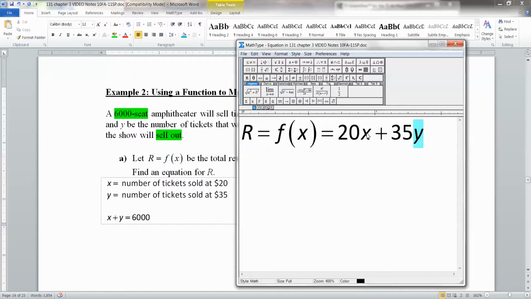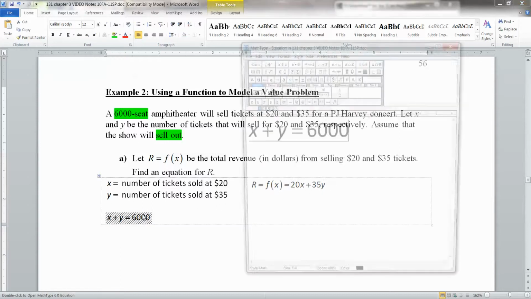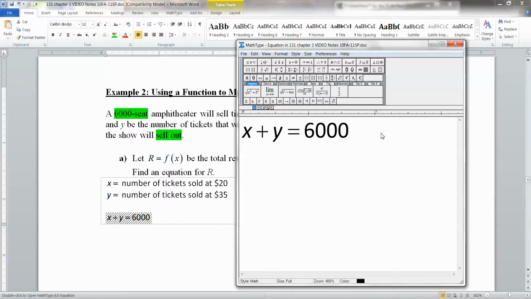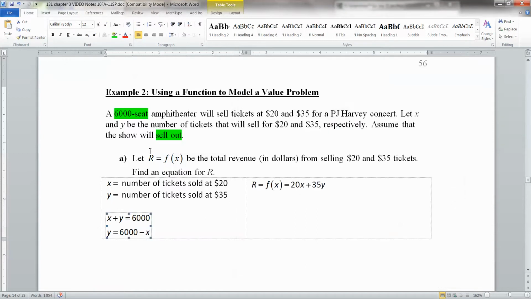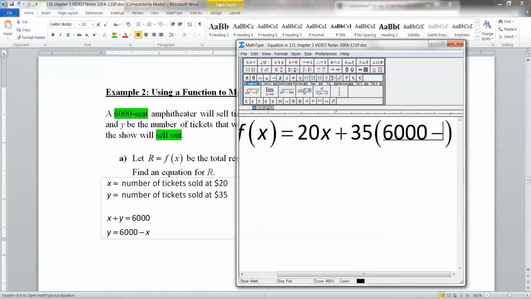But the problem is that there's too many variables over here. This is X and Y. That's no good to us. We can't have X and Y. They said to only make it a function of X. That's a problem. We need to make Y disappear. But this is where the X plus Y equals 6,000 thing, the sellout thing, becomes handy to us. Because if X plus Y is equal to 6,000, that means Y is equal to 6,000 take away X. You can subtract X from both sides. That's nice, because once I know I can do that, then instead of writing 35 times Y, I could write 35 times 6,000 take away X.